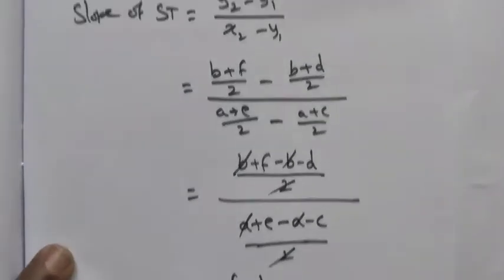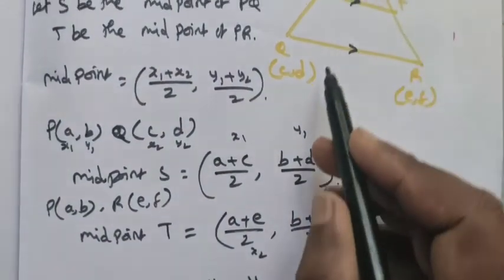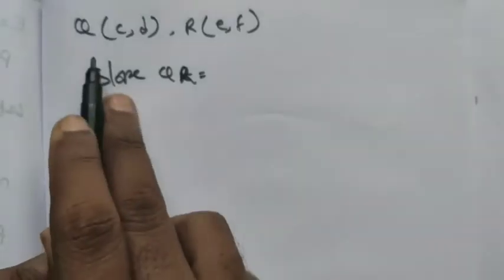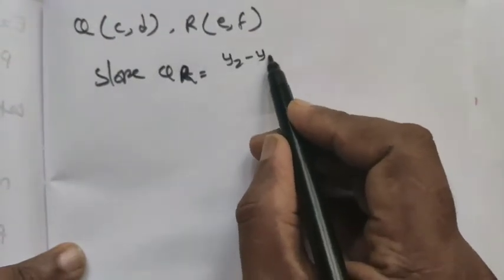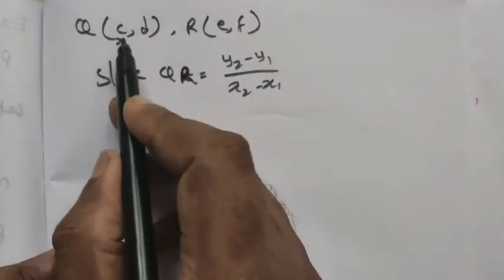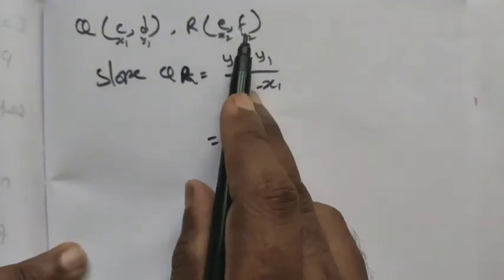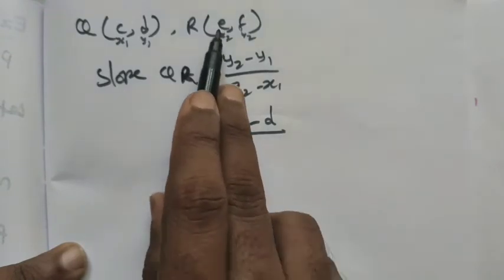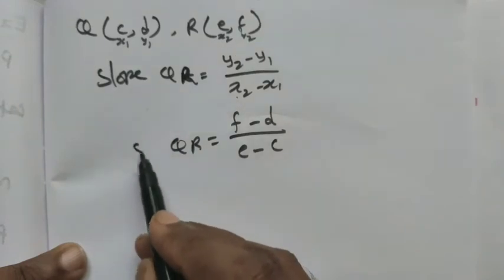We want to find out the slope of QR, because we want to prove that ST is parallel to QR. Next we take the points Q and R. The slope of QR is equal to, see, y2 minus y1 divided by x2 minus x1 is the formula when 2 points are given. First point we take as x1, y1, second point as x2, y2. Now y2 is equal to f minus y1 which is d, divided by x2 which is e minus c. This is the slope of QR.